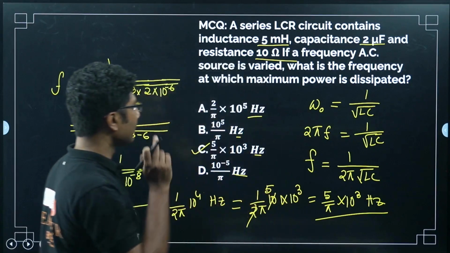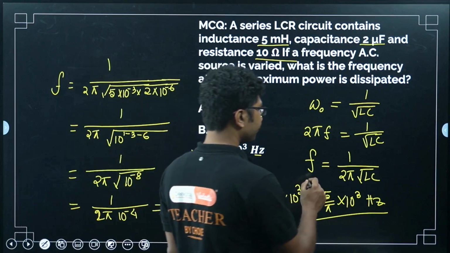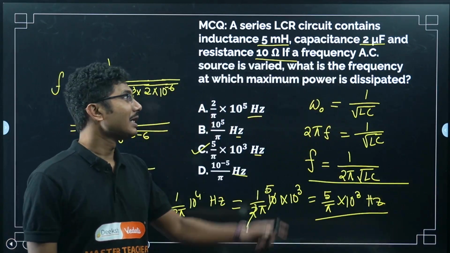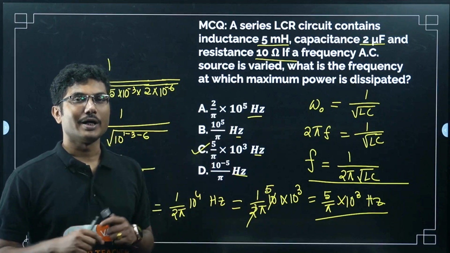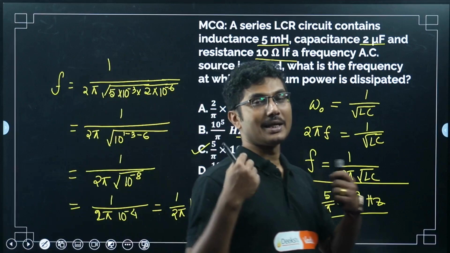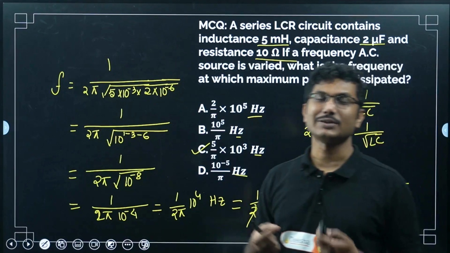Okay, very interesting question, very important question. Instead of asking what the resonance frequency is, they have asked you at what frequency the maximum power will be dissipated. So that is basically the same question as if they had asked what the resonant frequency is.